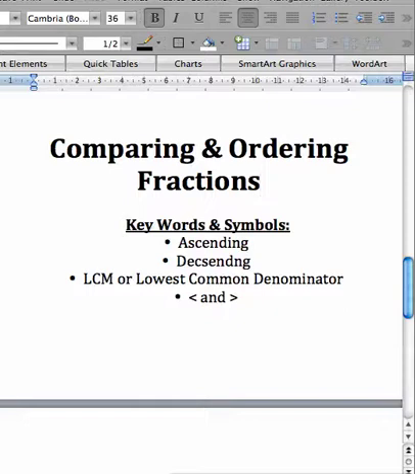So we've got ascending, descending, lowest common multiple, and I've also got the lowest common denominator because both actually mean the same thing. And we also have the less than and greater than symbol. So for each one, just to recap, write your own definition and also provide an example for each one.